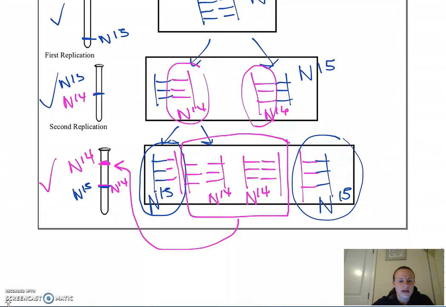So they concluded that Watson and Crick's proposed model for DNA replication, the semi-conservative model, must be true.